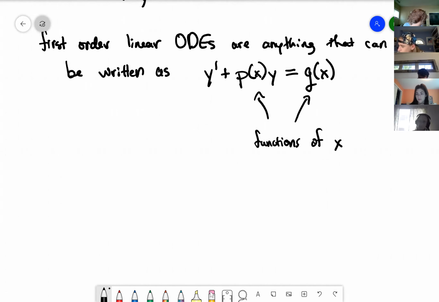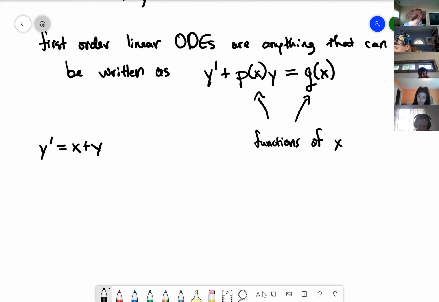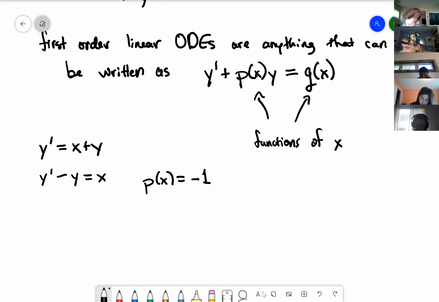Going back to our first example from today, y prime is equal to x plus y. We can rewrite this in the standard form for a first order linear ODE by subtracting the y over to the other side. So y prime minus y equals x. And so in this case, we have P of x is equal to -1, Q of x equal to x.